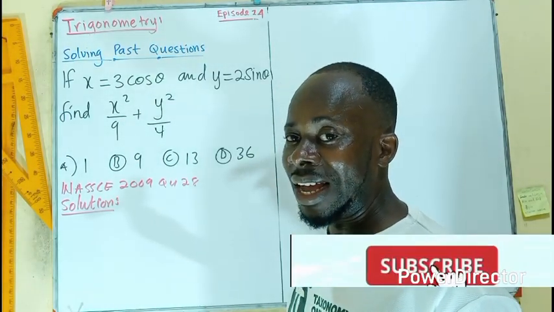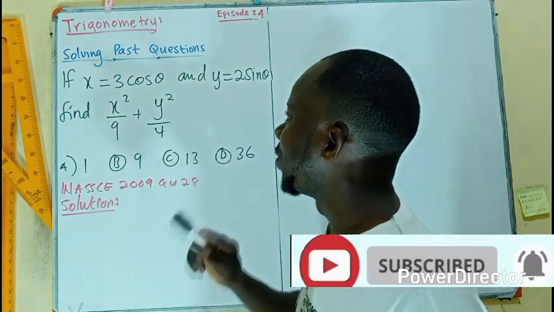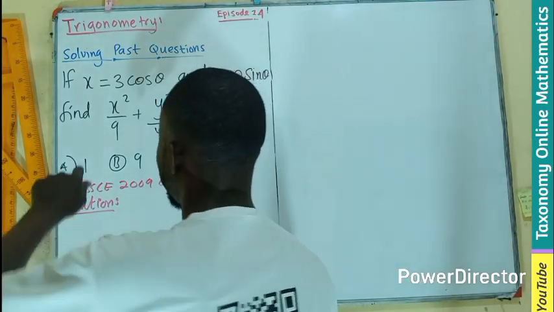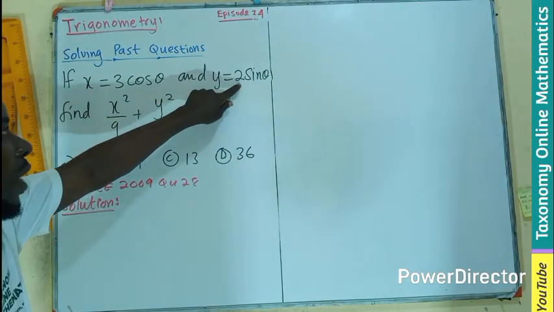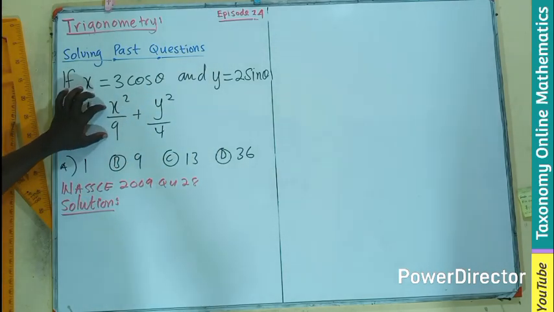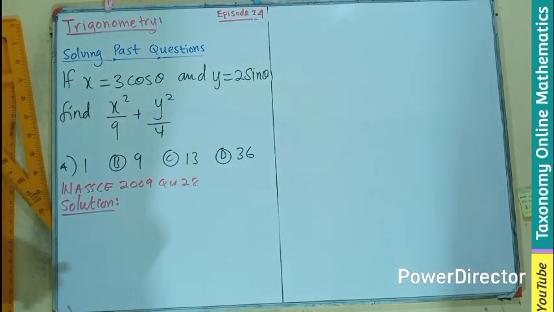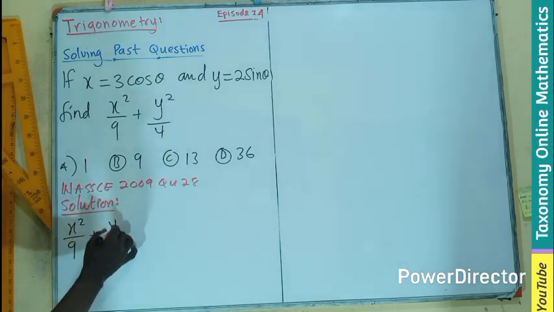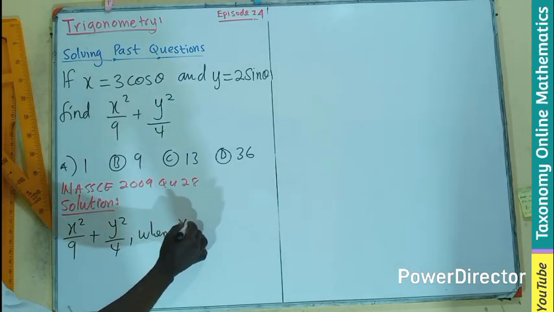Let's see if we can use 1 minute to solve this past question, WASSCE 2009, question 28, as a revision on what we have done, applying the knowledge on trigonometry. This is episode number 24. So if we are having x equals 3 cos theta and y equals 2 sin theta, we want to find x squared on 9 plus what? y squared on 4.